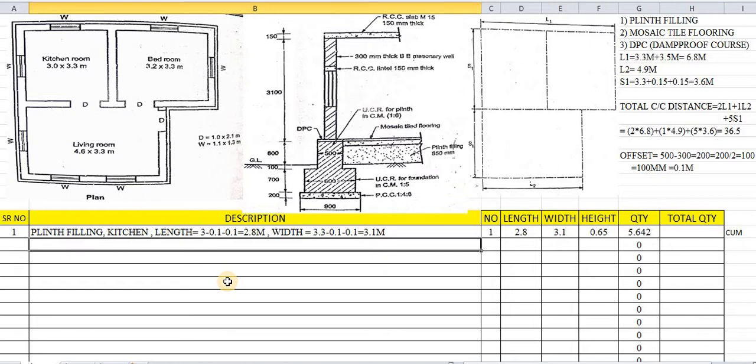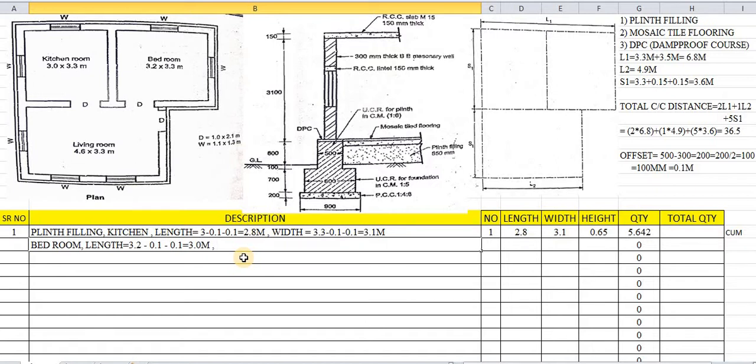Again, plinth filling for the kitchen room we have calculated. Next we will start with the bedroom. So again the length of the bedroom. What is the length of the bedroom in this case? The length of the bedroom is 3.2. So 3.2 again minus the offset, 0.1 and 0.1, that is 0.2, comes to 3 meters. So 3 meters is the length of the bedroom for plinth filling.